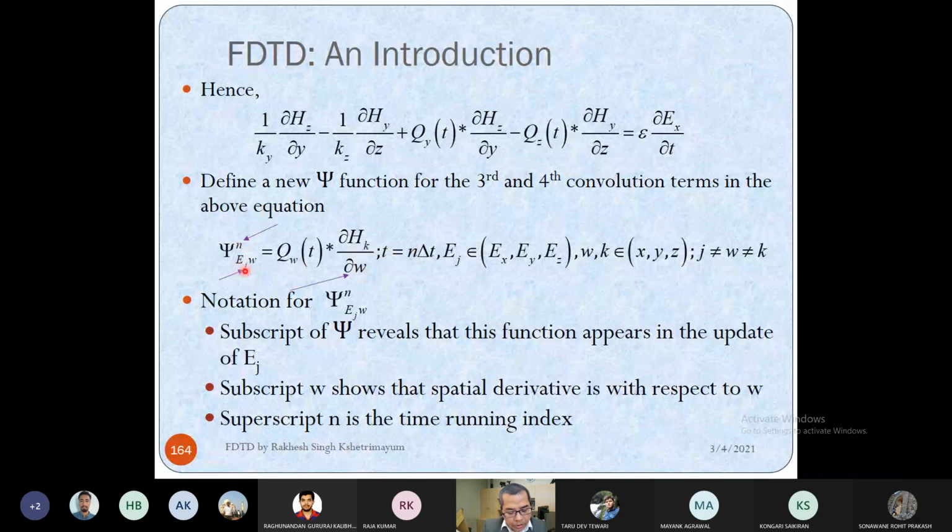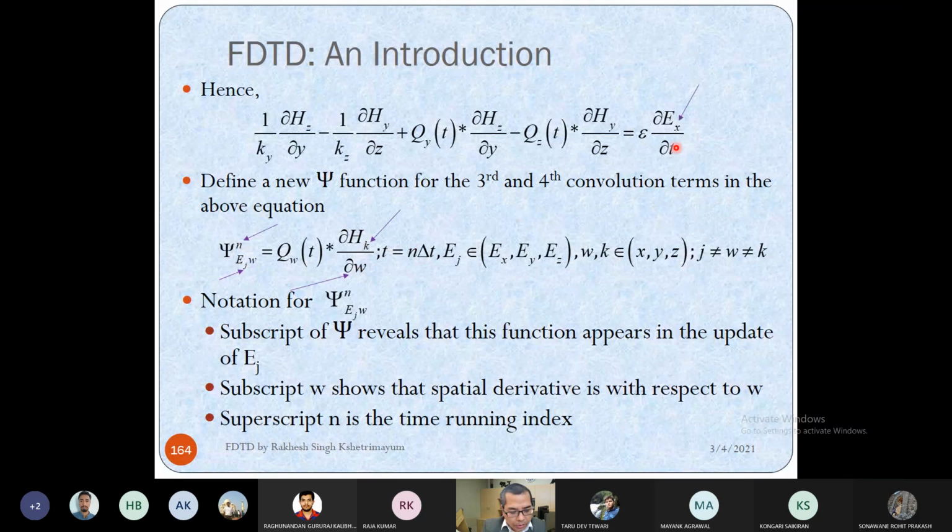Subscript Ej actually signifies which electric field component we are calculating. W will decide partial derivative is with respect to what. And one more thing is that you also have a K here. This K here, magnetic field K component, you are doing partial derivative.